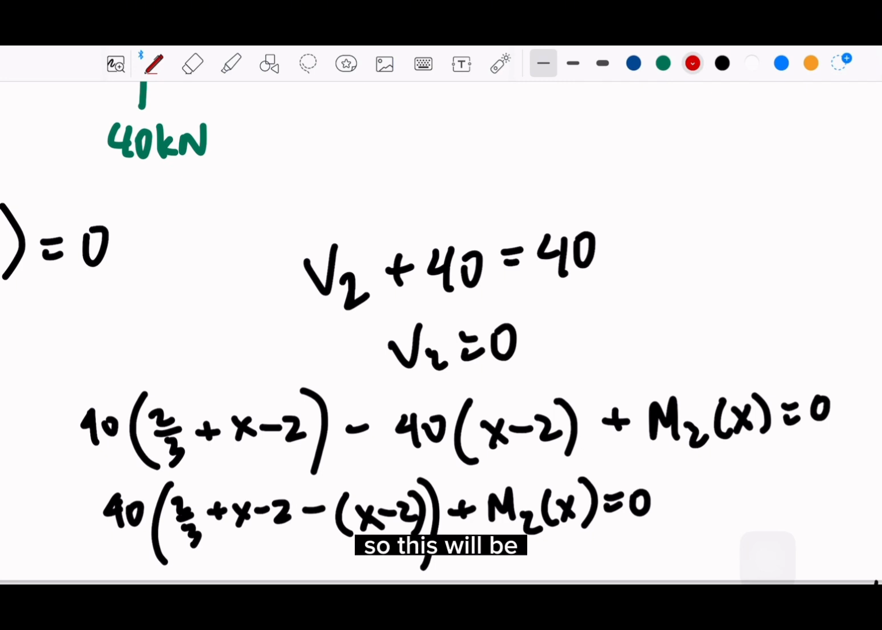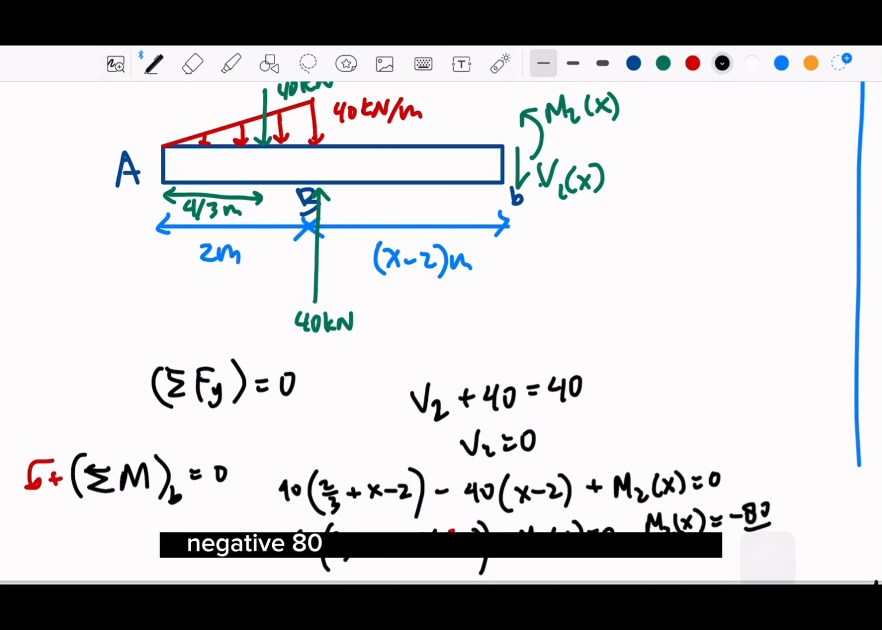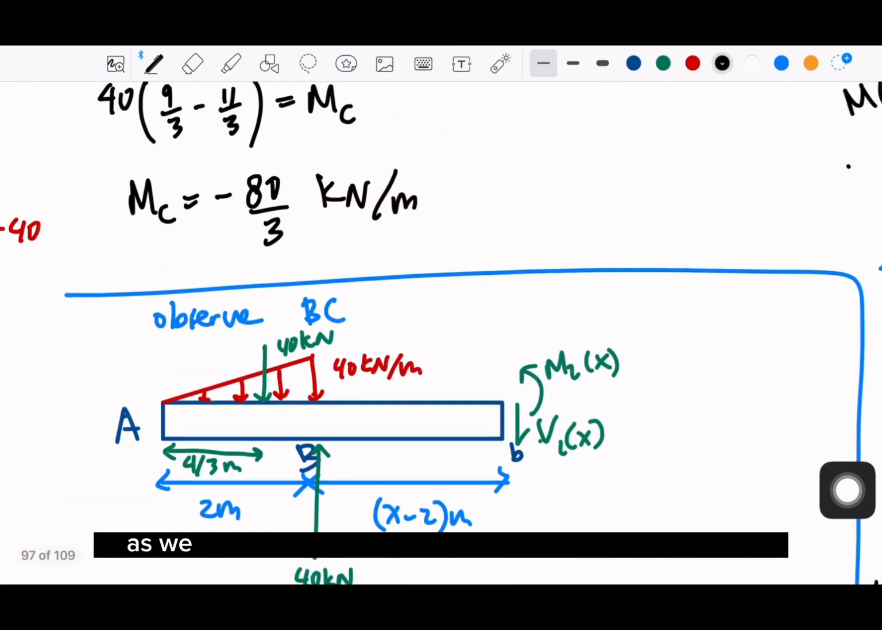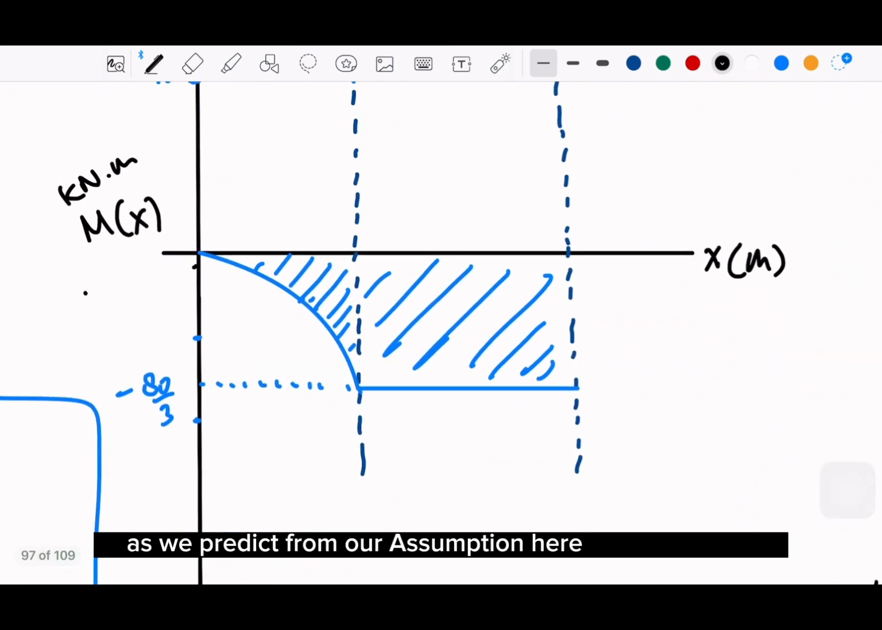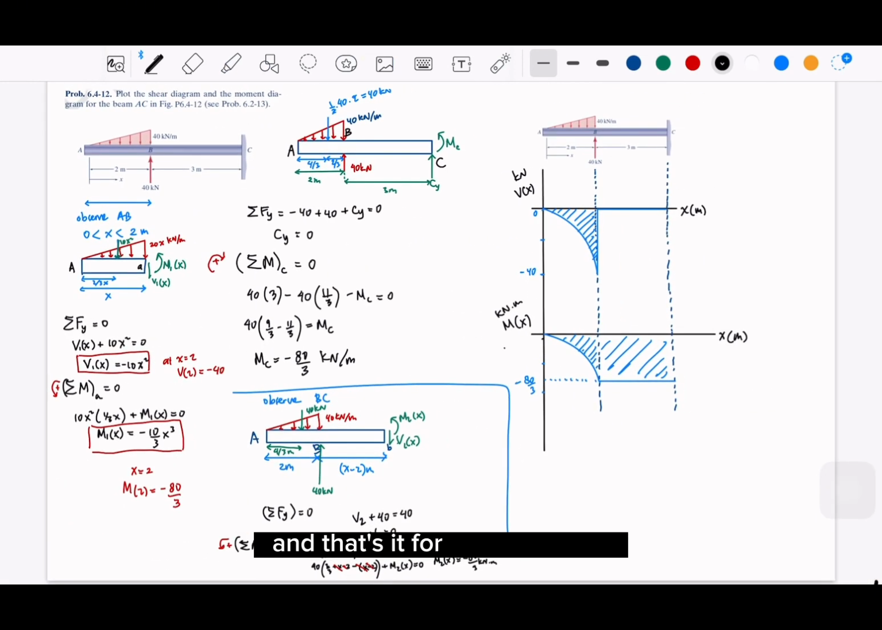So this will be cancelled, and this will be cancelled, right? So basically, M2 is negative 80/3, which is a constant, as we predicted from our assumption here, just a constant. Okay, and that's it for 6.4.12.